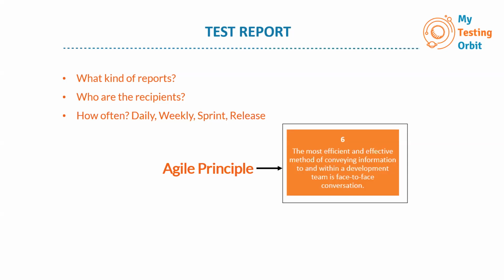about what has been done and what's not going well every day as part of the sprint. So that's why, based on this Agile principle, we don't do many formal reports, and we rely more on face-to-face conversations. But as the stakeholders are not part of the team, at the end we do need to provide some kind of test report to them.